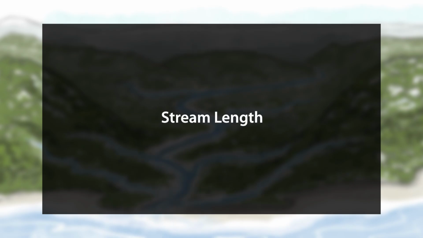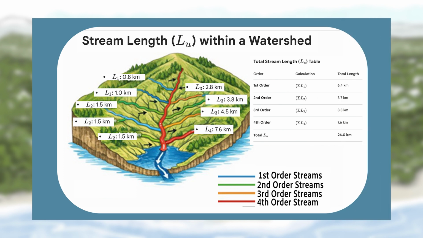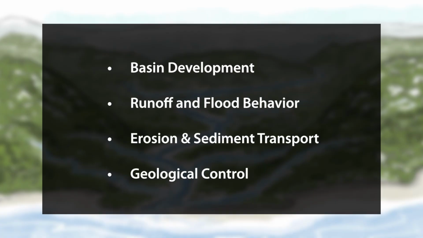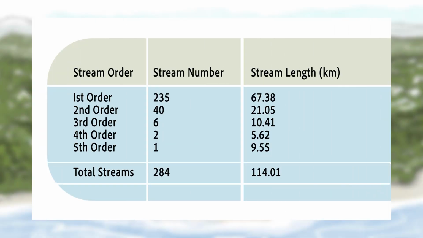Then the third parameter is stream length. Stream length refers to the total length of the streams of a particular order within a watershed. It is one of the key linear morphometric parameters introduced by Horton to analyze the geometry, hydrology and geomorphic development of a drainage basin. Stream length helps in understanding basin development, runoff and flood behavior, erosion and sediment transport, and geological control. Horton in 1945 proposed that stream length increases with stream order in a geometric sequence.